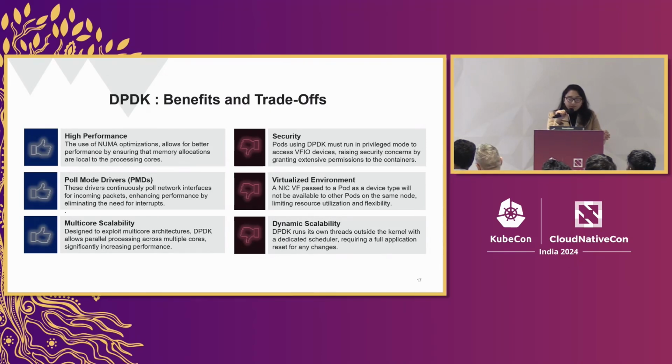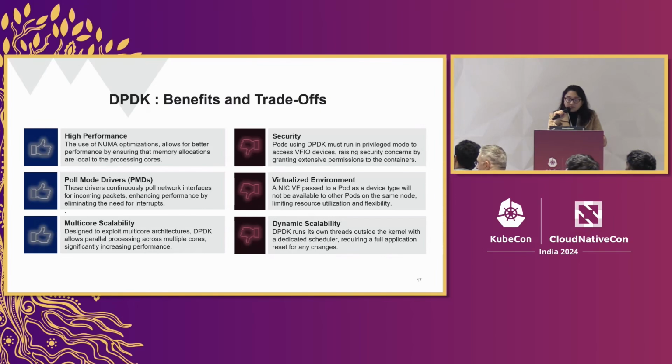Then comes DPDK. So DPDK gives you high performance because of the use of NUMA optimization, which allows for better performance by ensuring that memory allocations are local to the processing cores. DPDK offers poll mode drivers. That means you can directly take packets from the interface. These drivers continuously poll network interfaces for traffic, removing the need to rely on interrupts. Then comes multi-core scalability. So DPDK is designed to exploit multi-core architecture. It allows parallel processing across multiple cores, significantly increasing the performance.